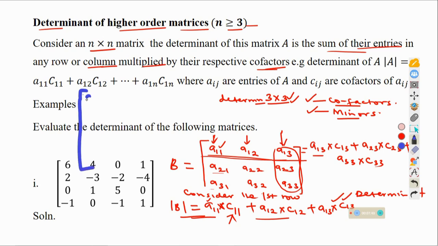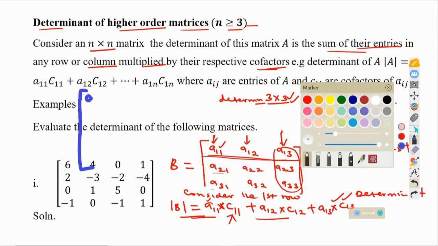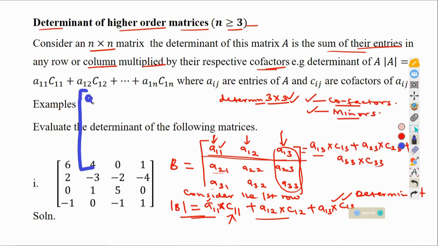That is A11, A12, up to A1n. We are considering an n by n matrix. So the next is A21, A22, up to A2n. The next one goes up to An1, An2, up to Ann. So you are having your matrix A there. So this is your general matrix.